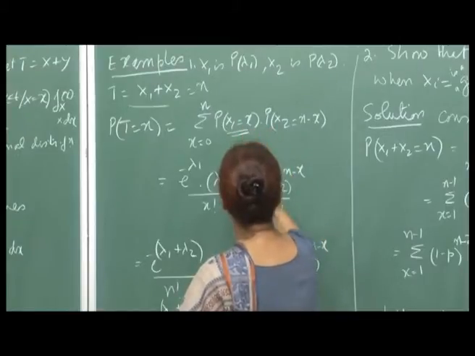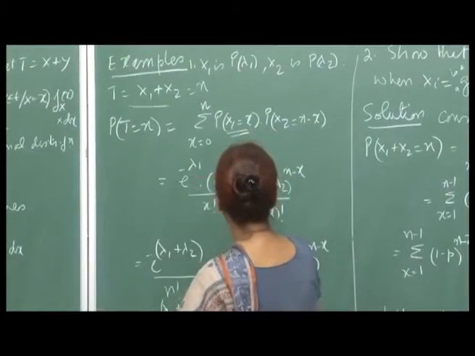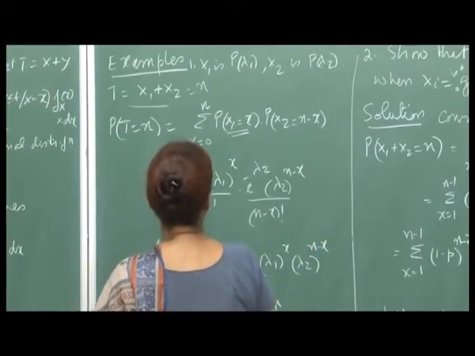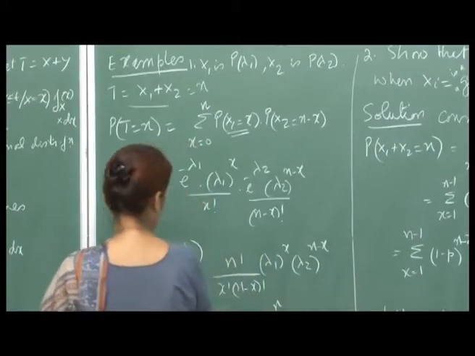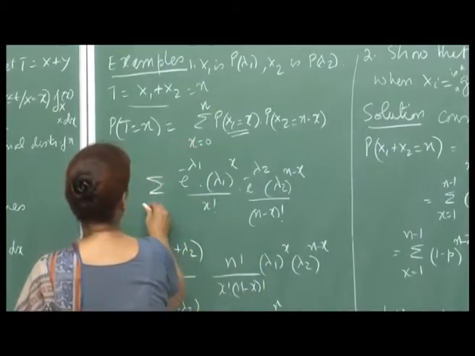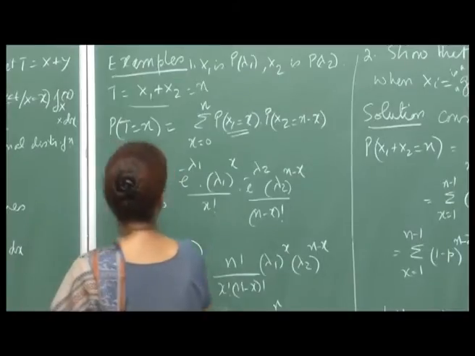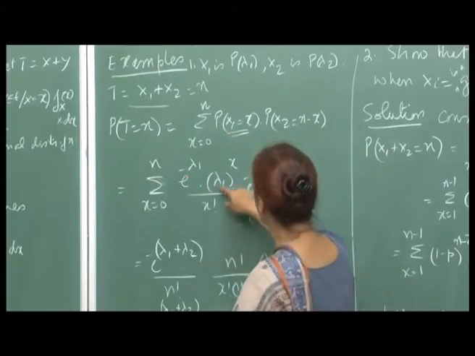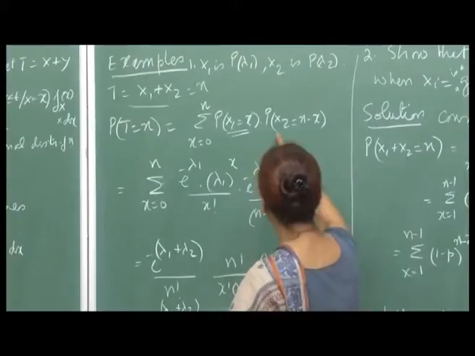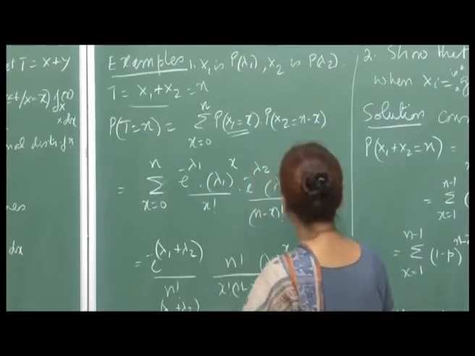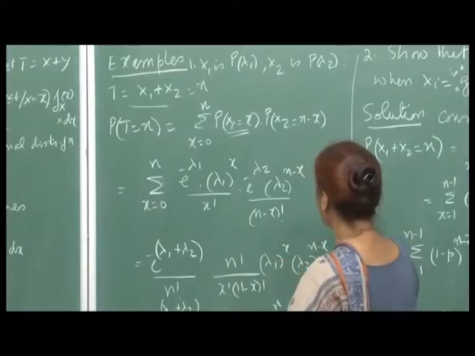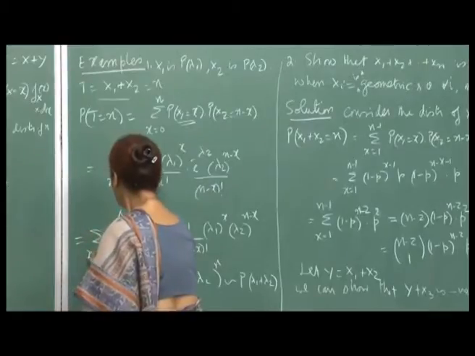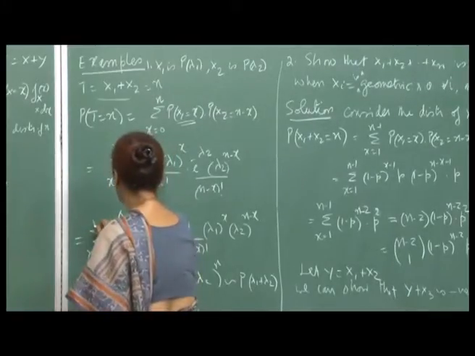Now, this probability can be written as the summation, x varying from 0 to n. Sorry, we missed out the summation earlier. So this probability is e raised to minus lambda 1, lambda 1 raised to x upon x factorial, and this probability would be e raised to minus lambda 2, lambda 2 raised to n minus x upon n minus x factorial.